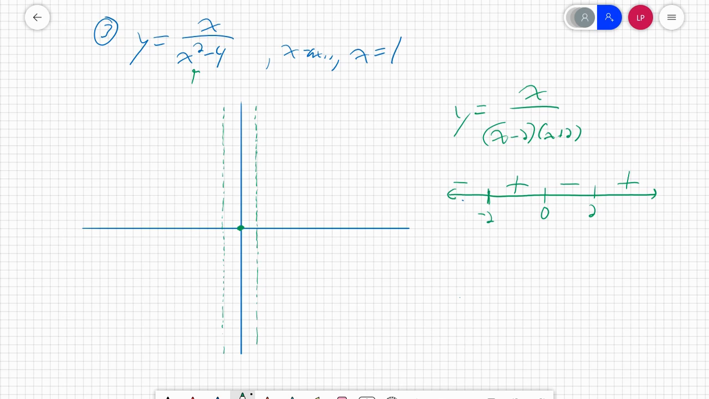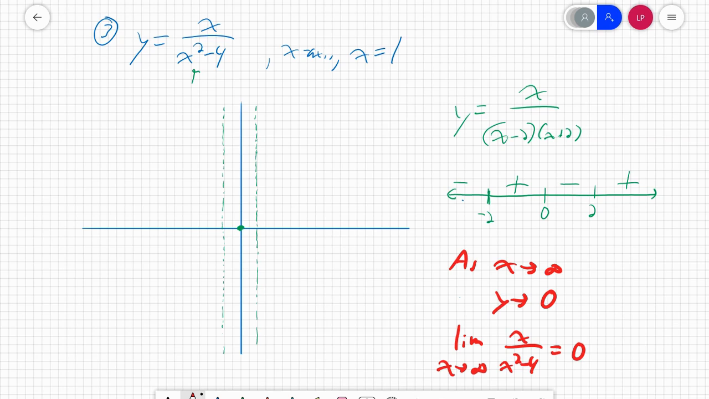And I know that as x approaches infinity, as x gets really large, y approaches 0, because the limit as x approaches infinity of x over x squared minus 4 is equal to 0. That's from limits from last year: the degree of the denominator is greater than the degree of the numerator, which basically says that as x gets really big, this approaches 0, and it occurs on both sides. If I plug in negative infinity, the same thing would hold.